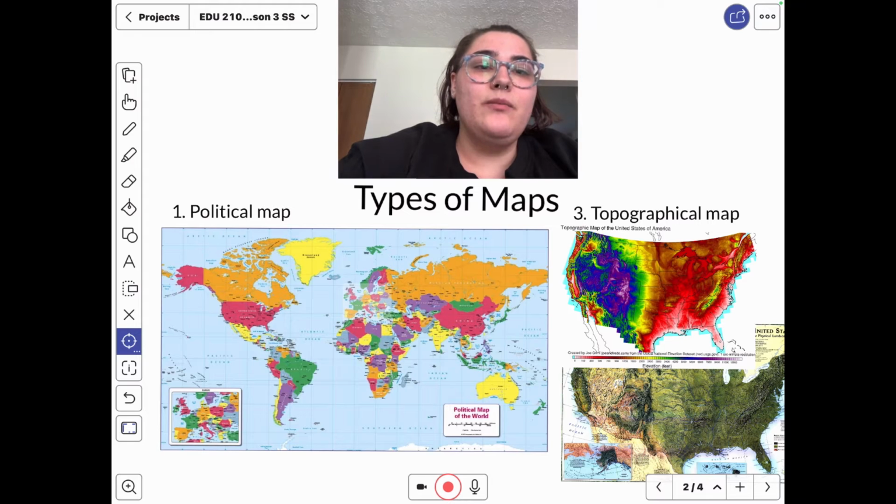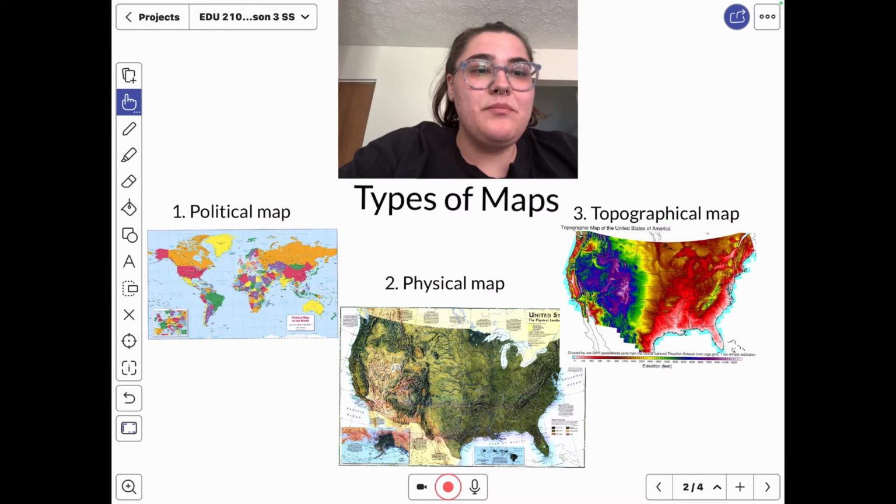In this political map, we see all the different countries arranged in different colors, so it makes them easier to identify. On this map, we can see the United States here in pink and how Canada is in orange just above it. We can also see all the different countries in the whole world.